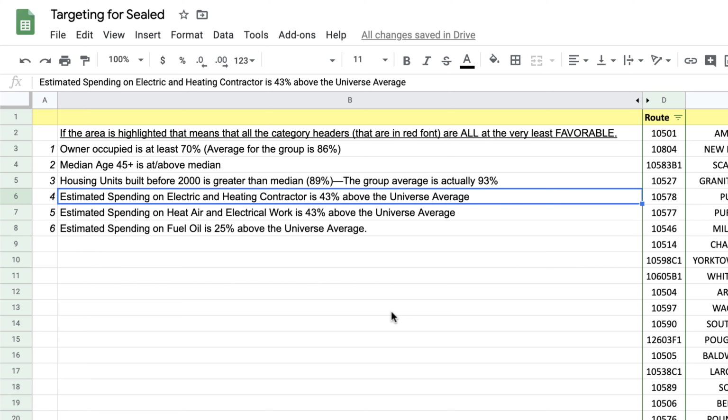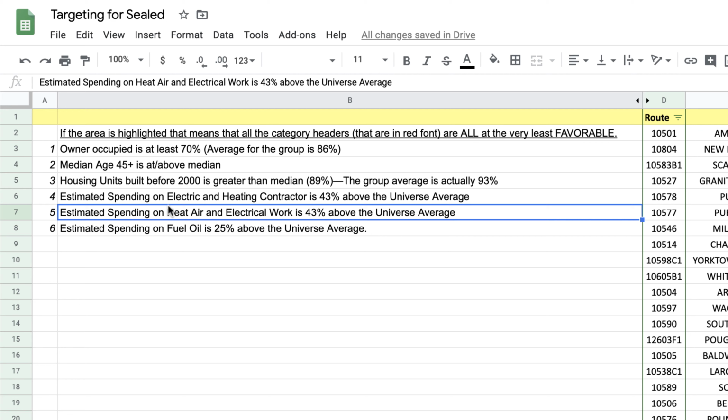We have estimated spending on heating and electric, right? So this is above the universe average, which means the average of all the areas that we pulled, which have higher spend on electric heating. Same thing, estimated spending on heat, air, and electrical work. So if you're having a lot of folks come out to modify your electricity or your heat, this is higher than the average too.